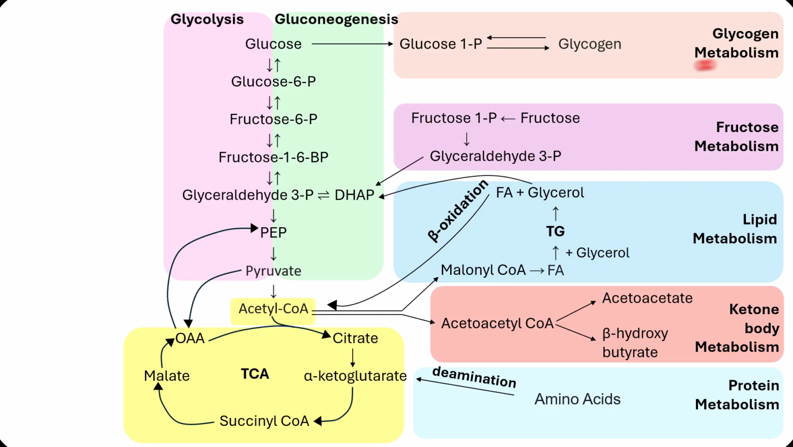Okay? So there is glycogen metabolism, like glycogen synthesis, glycogen breakdown, fructose is entering into the glycolytic pathway, there is lipid formation, there is lipid breakdown, and there is formation of ketone bodies. So how does this control happen?